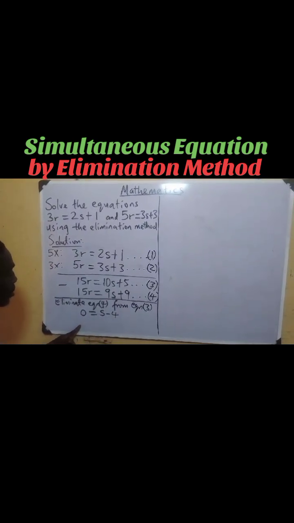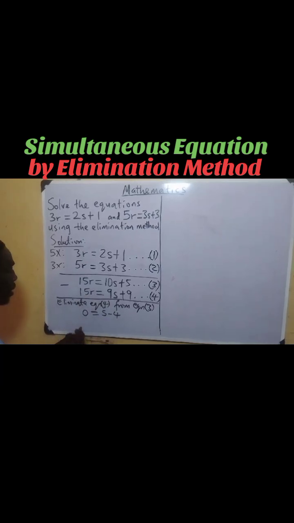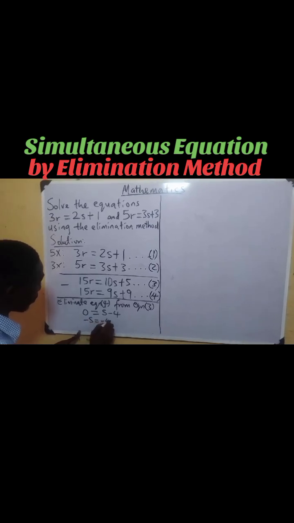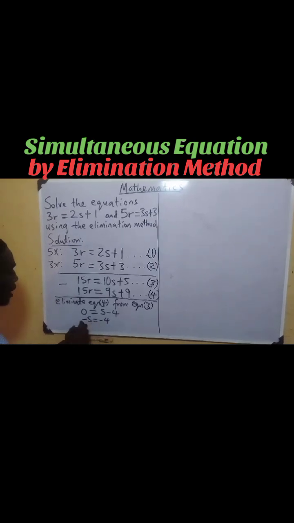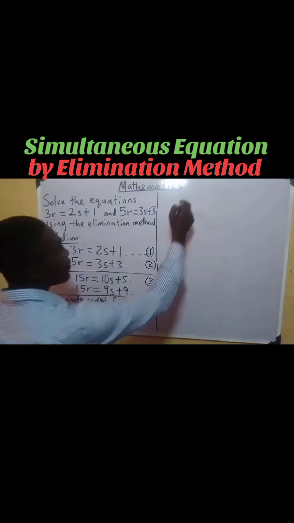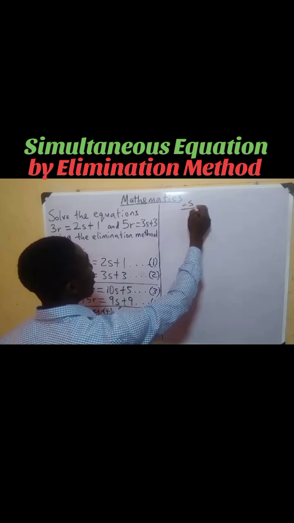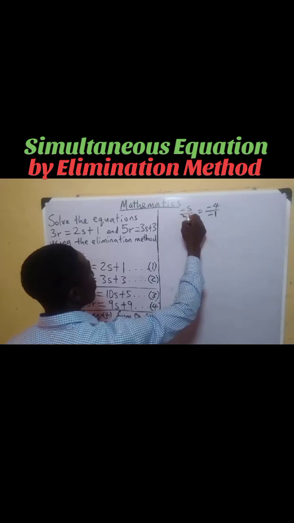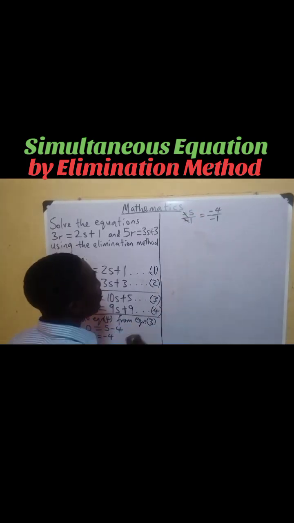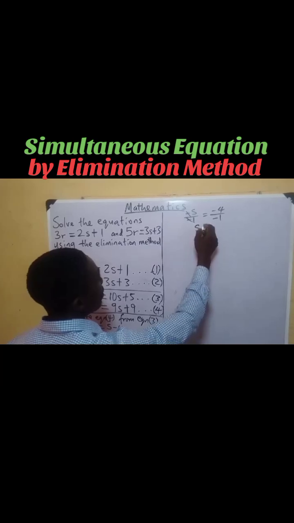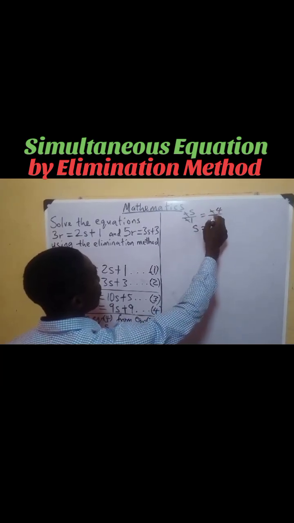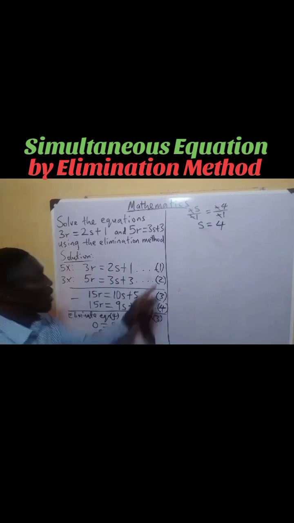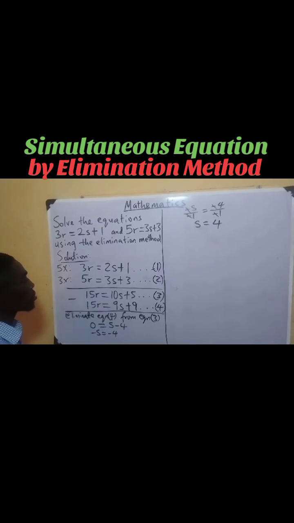So at this stage, we make s the subject of the formula. So s has to come to the other side. We have minus s equals minus 4. If you divide both sides by minus 1, you have minus s divided by minus 1 equals minus 4 divided by minus 1. Minus cancels minus, you have s over 1, which is equivalent to s. Then minus 4 divided by minus 1, you have 4 over 1, which is 4. Therefore, s is equal to 4.